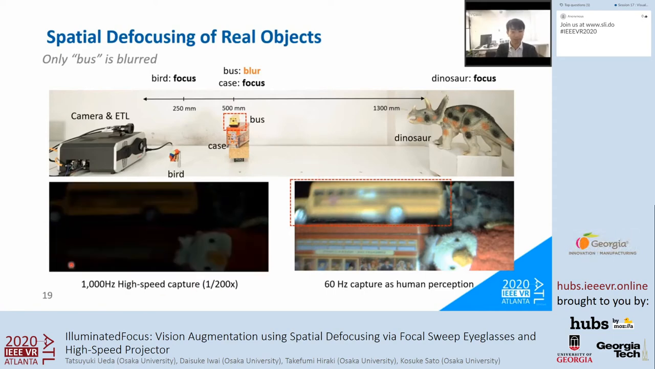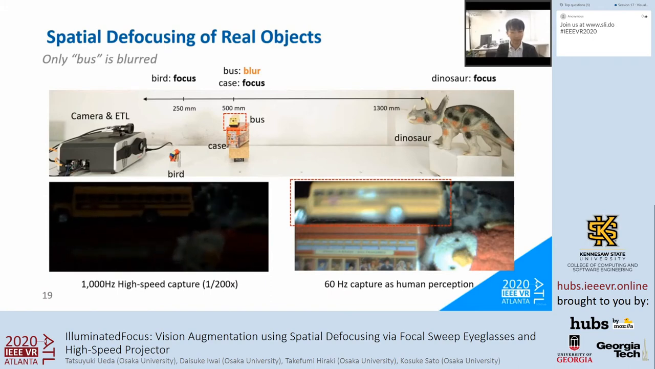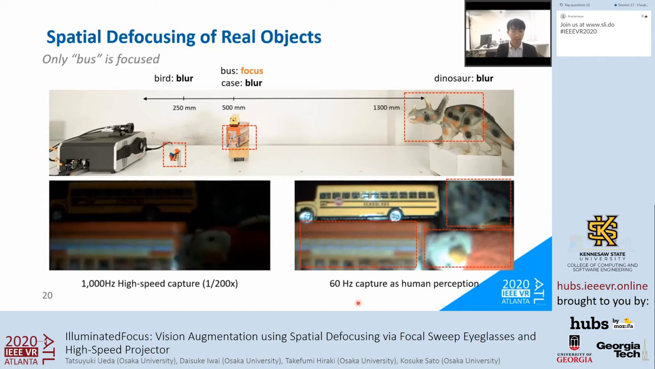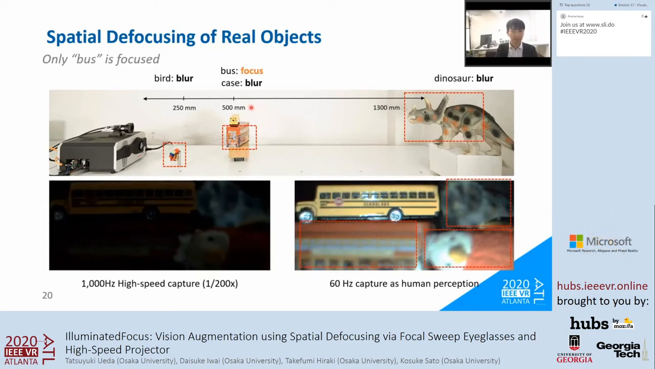As a result, the left movie shows focus modulation and illumination are synchronized accurately. So we can capture the scene with only the bus blurred, as in the right figure. In the second condition, we made only the bus appear focused and the other objects appear blurred. As a result, the movie shows focus modulation and illumination are synchronized accurately too. So we can capture the scene with only the bus focused, as in the right figure.